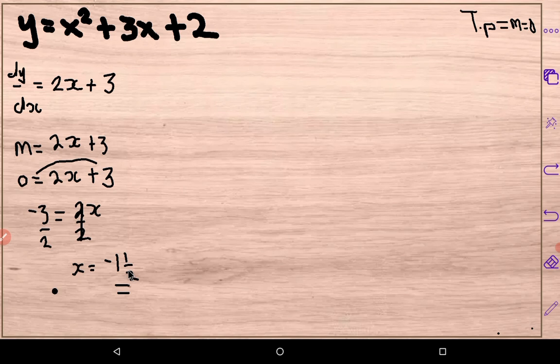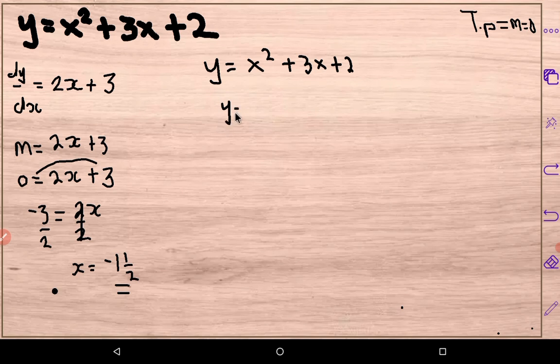Now you need to get the y coordinate, and to get the y coordinate, here's what we are going to do. So you're going to go back to the equation. y is equal to x squared plus 3x plus 2. So to get the y now, because we found the x value, we're going to replace the x. Let's replace negative 3 over 2.